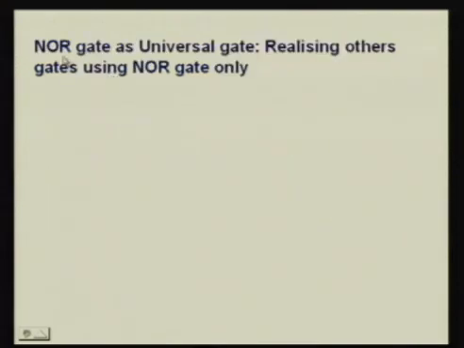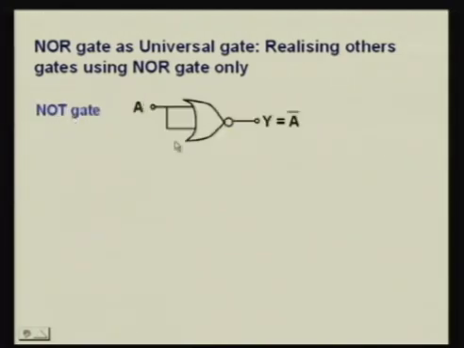Now we will see how we can use NOR gate as a universal building block, as a universal gate. Again I will show how we can realize different gates using NOR gate only. Here if we want to get a NOT gate, we just take a NOR gate and apply one input at both the inputs of the NOR gate, and we will be getting the complement of that input, the inverse of that input. So this is very simple, and we can get a NOT gate by using this NOR gate.